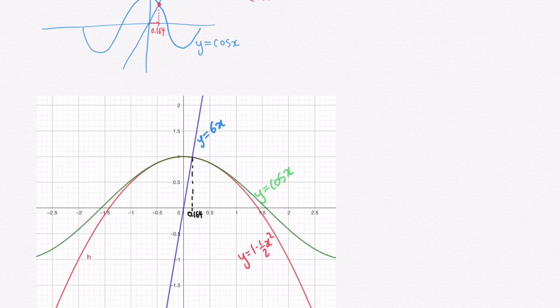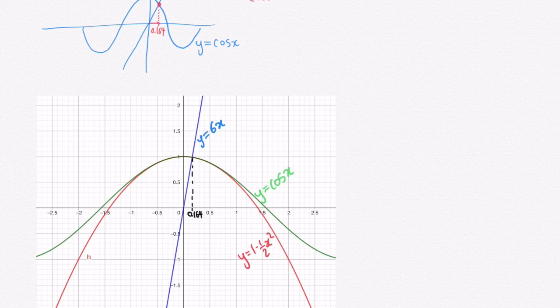And I've used some graphing software to show how close this approximation actually is. So we can see that y equals 6x is the blue line, y equals cos x is the green line, and y equals 1 minus a half x squared, so our approximation of cos x, is the red line. And we can see that the blue line intersects the red line at x approximately equal to 0.164, and that is the solution we have found, and that's the equation we have solved.